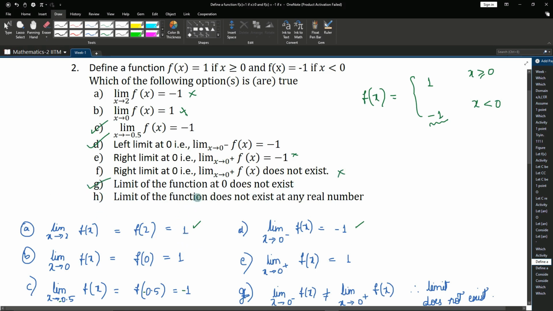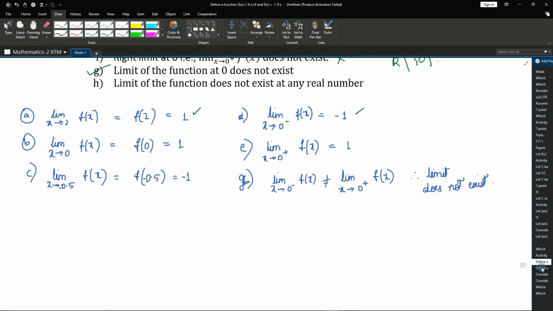What about the last option? The last option says the limit of the function does not exist at any real number. We know that the limit does not exist at 0, but it does exist at every other real number, right? So the limit exists at R, not including 0, right?